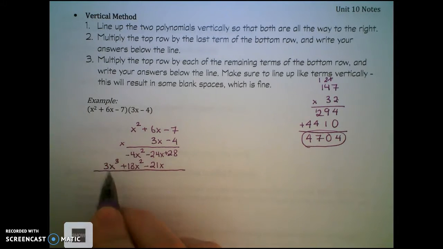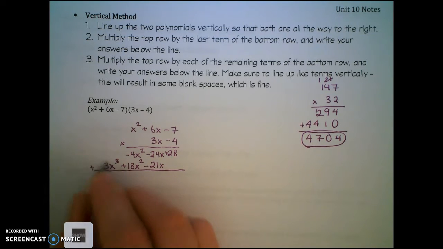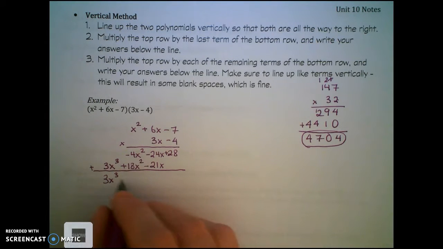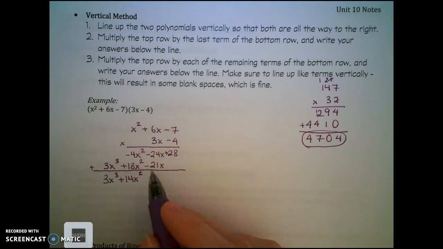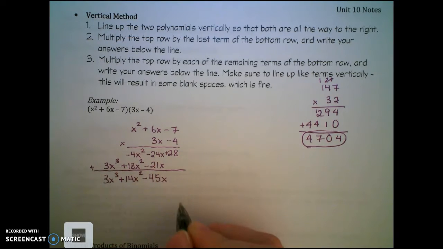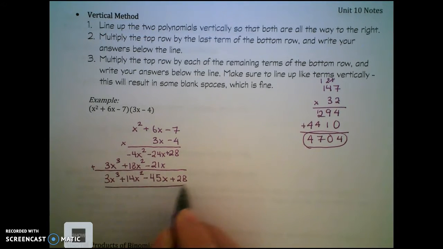Now I will add down my columns. 0x cubed plus 3x cubed just gives me 3x cubed. 18 plus negative 4 gives me 14x squared. Negative 21 plus negative 24 gives me negative 45x. And 28 plus nothing just gives me 28. I don't have any like terms to combine here because these all have different variable parts. So that is my answer.